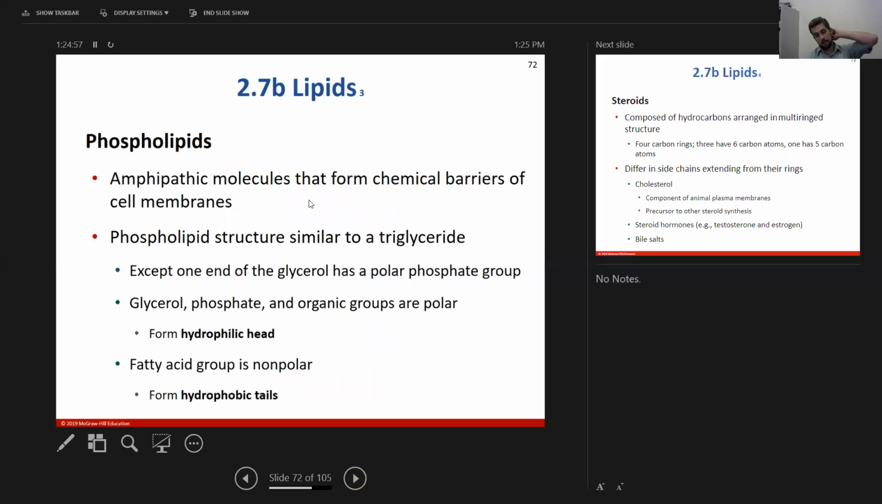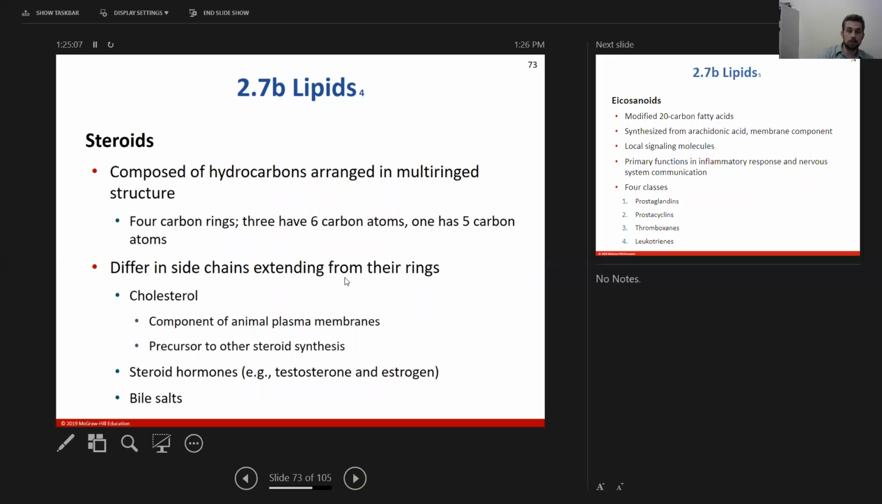So then we get to phospholipids. This is an amphipathic molecule. We already know about it. It's got a hydrophobic tail and a hydrophilic head. Steroids are a little bit different. They don't really have the fatty acid chains like you see in a glyceride. Steroids are composed of hydrocarbons, but they're arranged in rings. In a lot of cases, we're going to see cholesterols, which are steroids, steroid hormones like testosterone and estrogen, and then bile salts. And bile salts are kind of important as steroids.